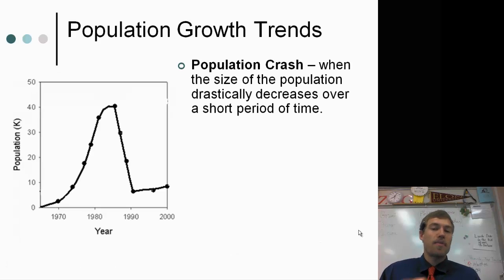So we can also have population crashes, and this is when the size of a population drastically decreases over a short period of time. Again, this is usually due to some sort of disease event, or maybe some sort of natural disaster, or maybe you've run out of resources. So they're experiencing exponential growth, they've got all the resources that they need, and then they use up all their resources. Now their population is way too large, right? So all of a sudden there's not enough resources for all the individuals. The population crashes back down to a level where it is sustainable, and then maybe it might start to creep up again.